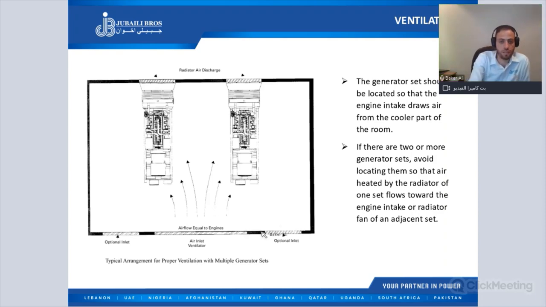So if you can see here, we kept one opening here for inlet for the first generator, and one opening here for the second generator, and one in the middle to give fresh air for both. And the radiator duct must be in the same direction. So in this system, we will not get any air circulation from one generator to the other, and we will get the proper air inlet for both generators.